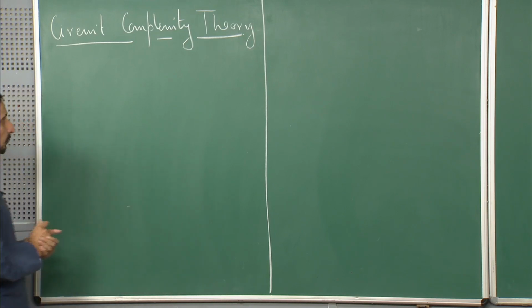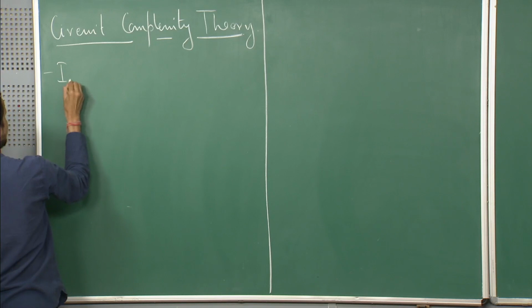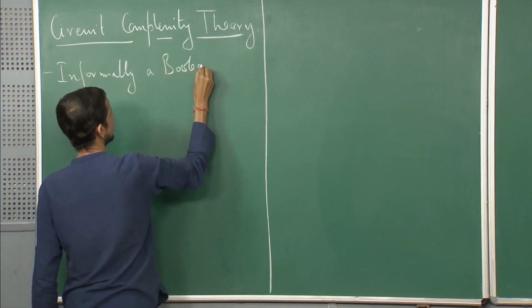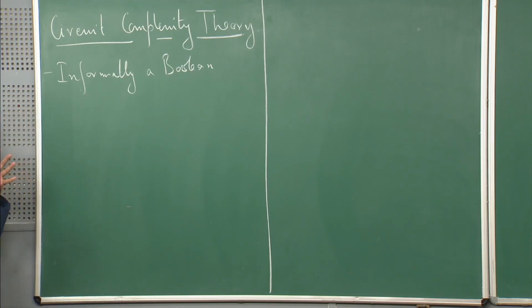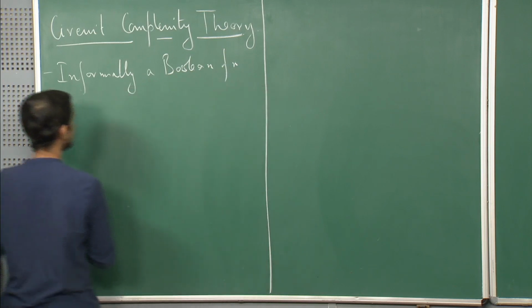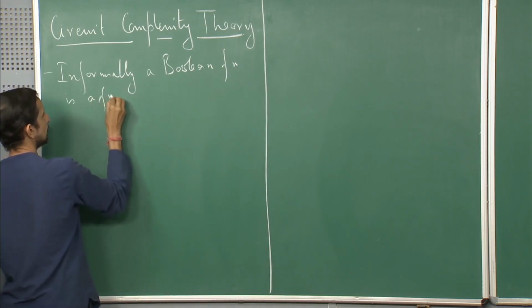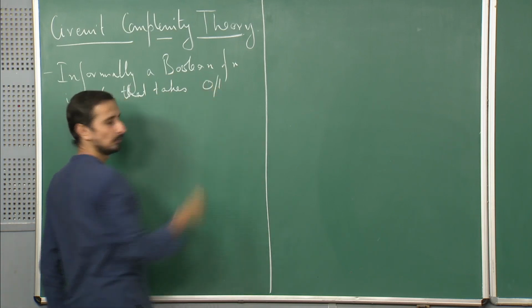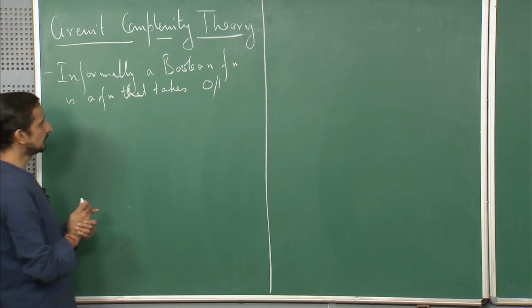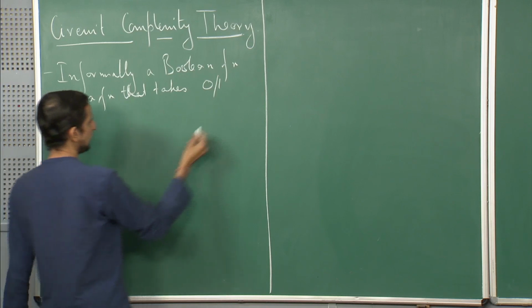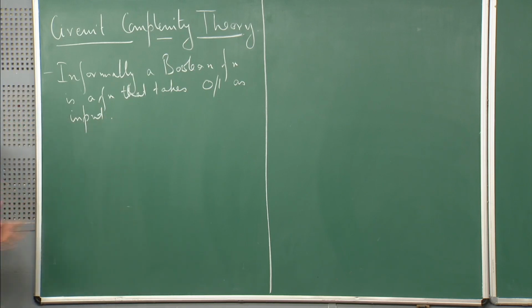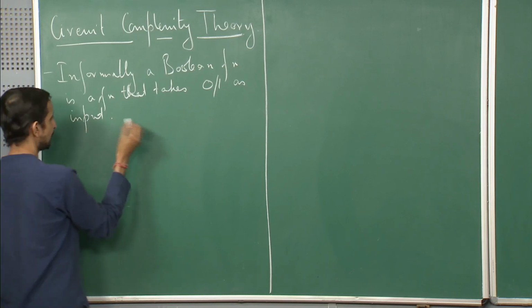So to lay the groundwork for our discussion, let us try to understand a few things. Informally, what is a Boolean function? So when we talk about a Boolean function, a Boolean function is a function that takes Boolean values as input. When we say Boolean, we think of the values as coming from the set {0, 1}. So that takes 0, 1 as input.